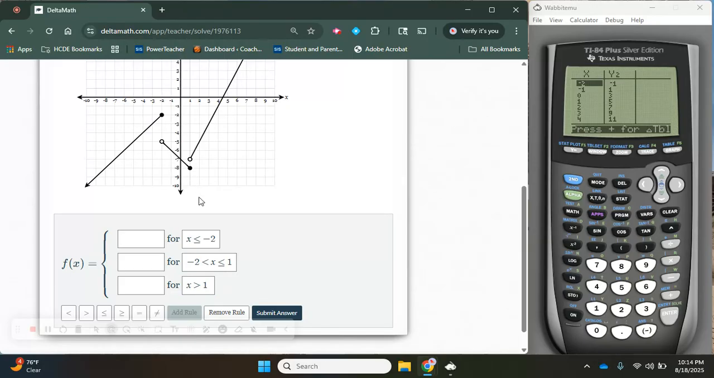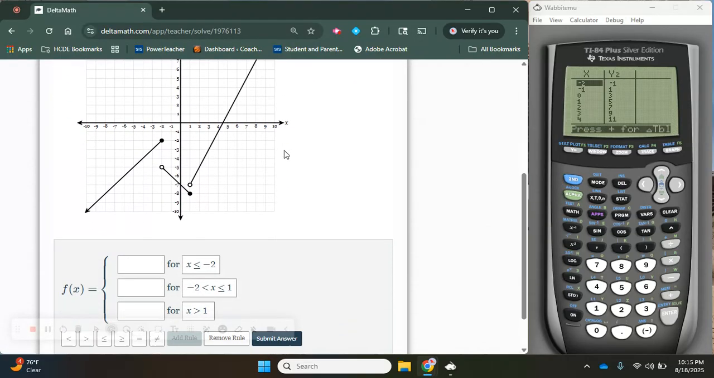Okay, one thing I want to point out. Open circle over closed circle is okay. Closed circle over open circle is okay. Open over open would be okay. Closed over closed cannot happen because then it would fail the vertical line test, and you would not have a function. And you can't have a piecewise function if it's not even a function.